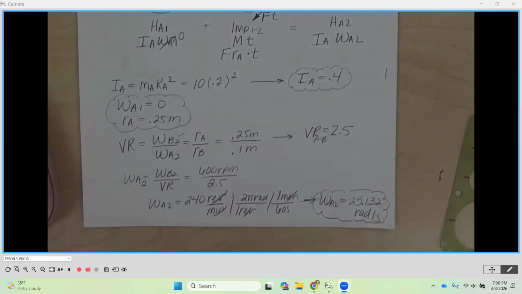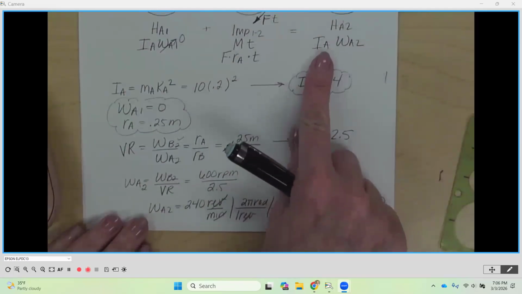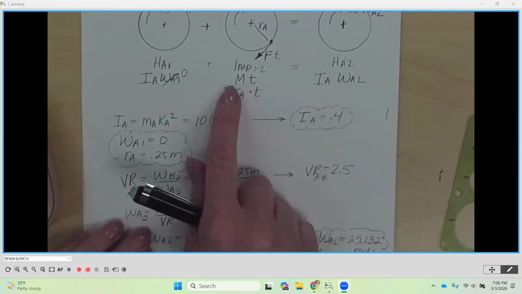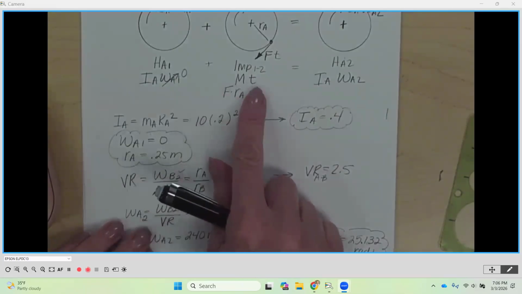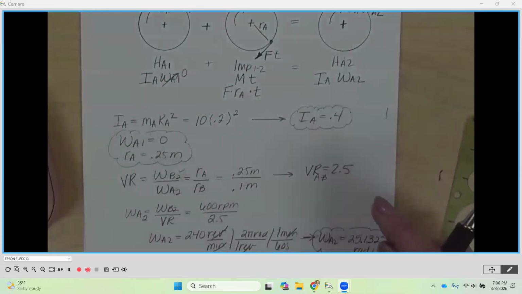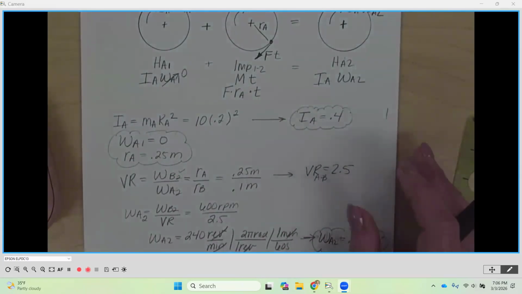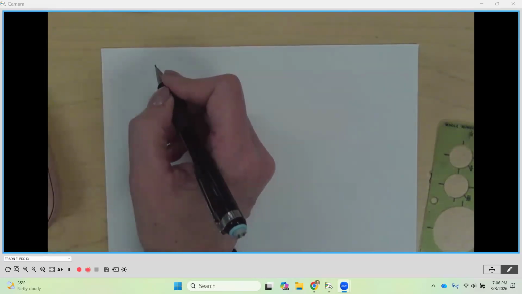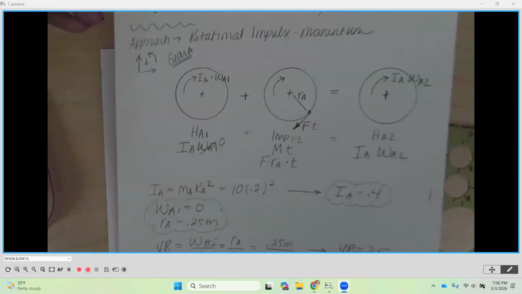Now, as we look up here, we know our moments of inertia. We know our moment, it was given to us. Okay. We know the time. Okay. And we know our WA2. So now what we can do is we can go to the next page here and input those values. Okay. So I'm just going to rewrite. Now I'm going to go back to my original diagram.